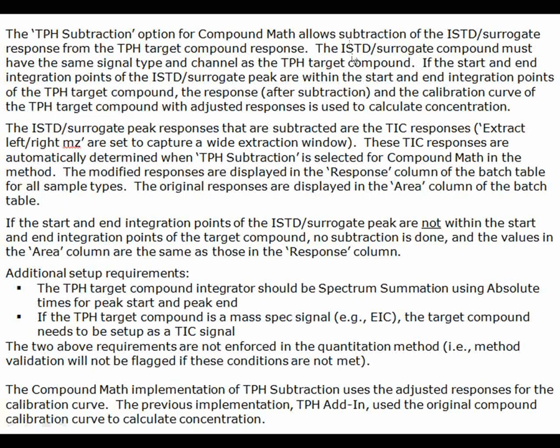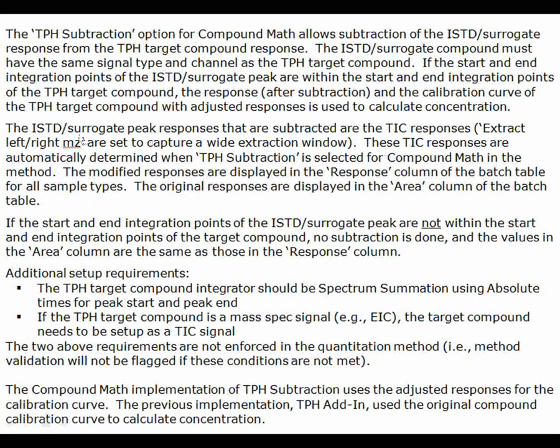Note that the ISTD or surrogate compound must have the same signal type as the TPH compound, which makes sense because the purpose here is to subtract the contribution of this ISTD or surrogate from the target. Also, the start and end points of the ISTD or surrogate peak must be within the RT integration range of the target.